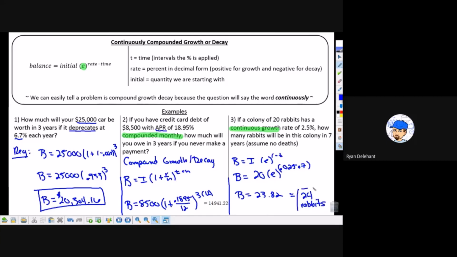rabbits. The key with this whole beginning part is about calculation and reviewing how this works. Identify which growth you have so you know where the numbers go in the formula. Use the Desmos scientific calculator. It'll make life immensely easier for you, okay?